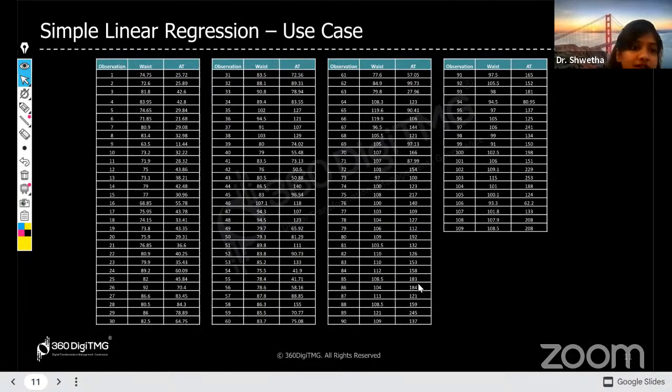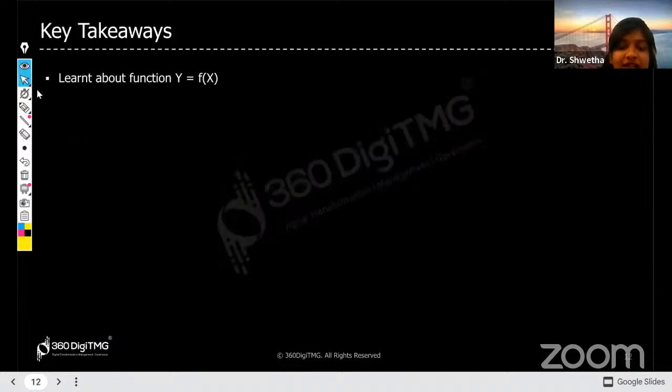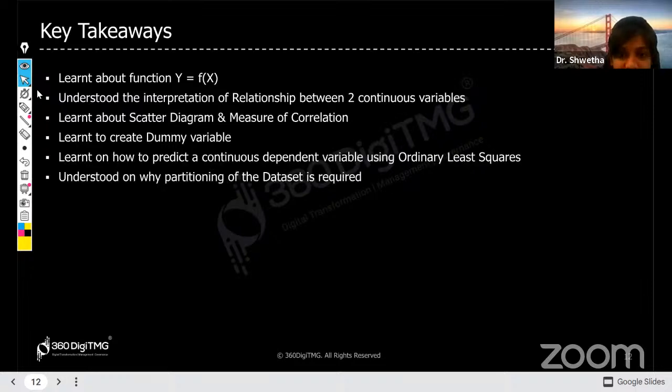Now, this was the data collected. There were data for 109 patients. The value of the waist circumference: a patient who had a 74 had the adipose tissue value of 25. So all these data points for 109 patients can be plotted, and you can find the relationship.